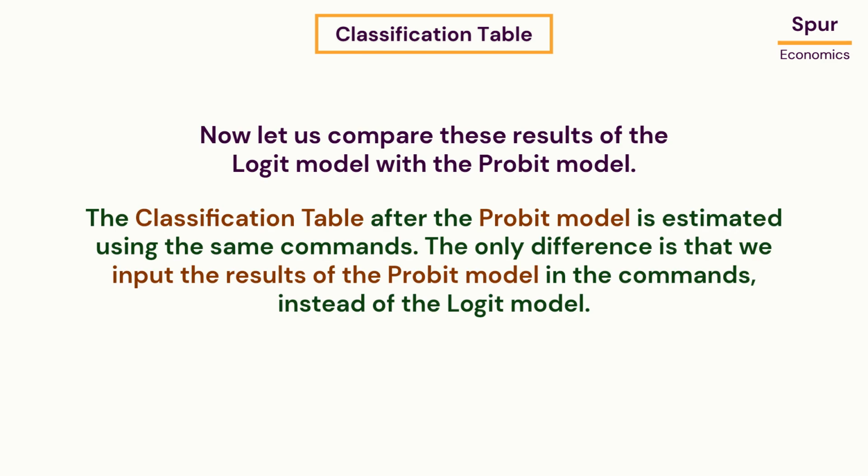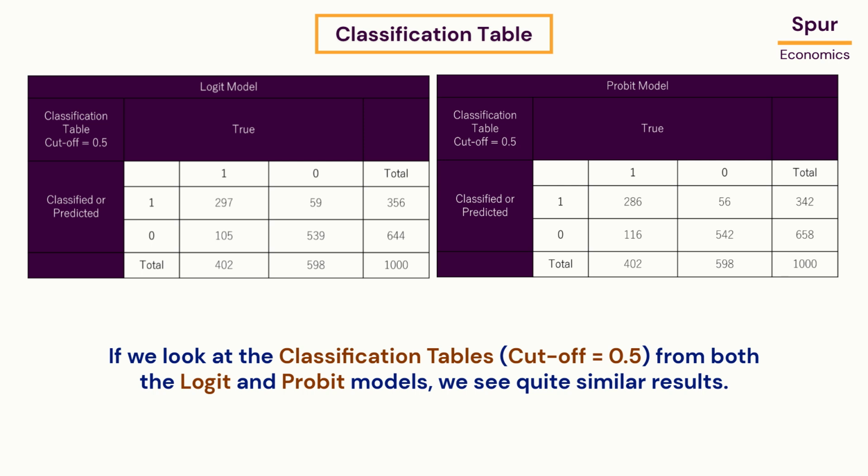Now let us compare these results of the Logit model with the Probit model. The classification table after the Probit model is estimated using the same commands. The only difference is that we input the results of the Probit model in the commands, instead of the Logit model. If we look at the classification tables from both the Logit and Probit models, we see quite similar results.